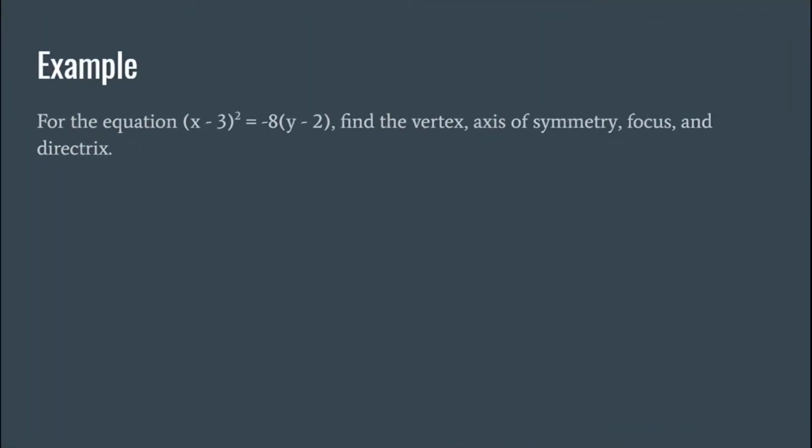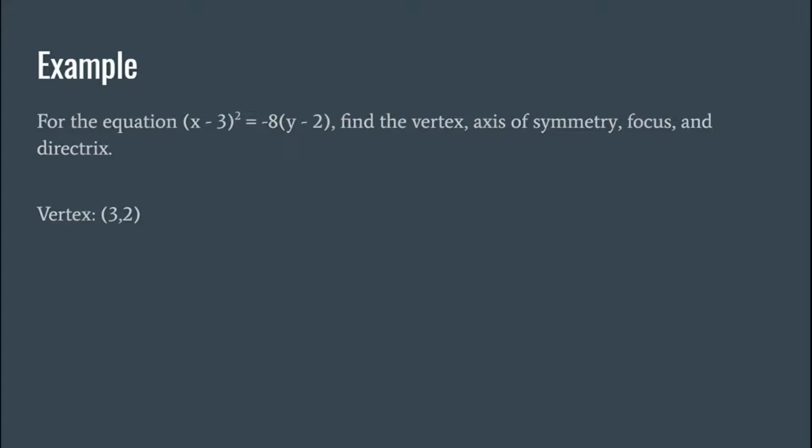Okay, so now let's take a look at this example here. We're going to identify the vertex, axis of symmetry, focus, and directrix. So let's start with the easy one first, the vertex. Remember the vertex was H, K. H was the x coordinate of the vertex, K was the y coordinate of the vertex, and you can see here they hang out with their corresponding variables. So that means this is H and this is K. So there's our vertex.